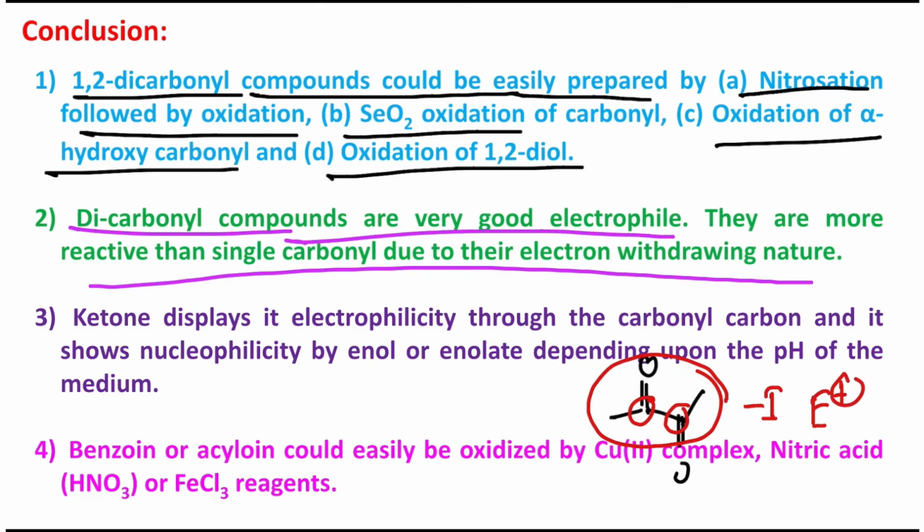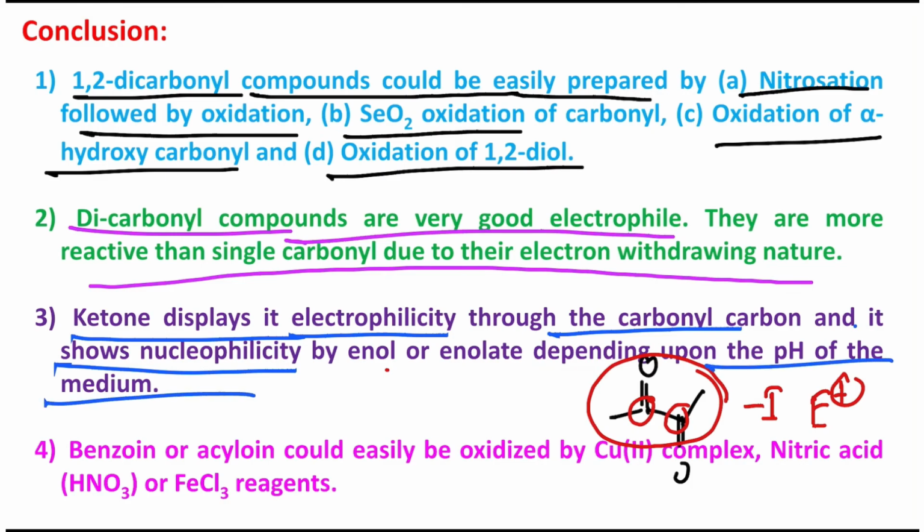Now the next point is that ketones display electrophilicity through the carbonyl carbon, and ketone shows nucleophilicity by enol or enolate formation. If you take acidic medium, it will produce the enol. If you take basic medium, it will produce enolate. In this way, the alpha carbon of the carbonyl group shows its nucleophilicity. But actually, I think it depends on the pH of the medium. You may consider like that. And the final method, this benzoin or acyloin could easily be oxidized by copper 2 complex, nitric acid, or iron 3, means ferric chloride reagents. So this is the overall discussion.